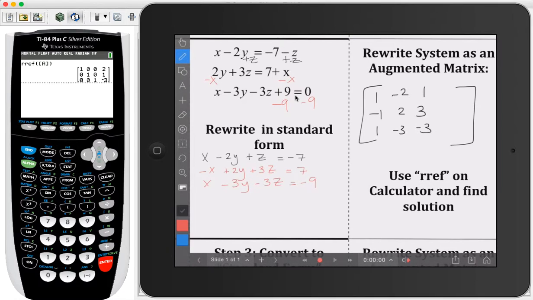Now remember, if one of the equations does not have a variable, let's say this is x minus 3y equals negative 9 and z is missing, you put a 0 in the place of z, okay? Now let's move on to our constants. So negative 7, 7, and negative 9. Now don't forget the dotted line representing the equal sign. Now remember to reset your calculator.